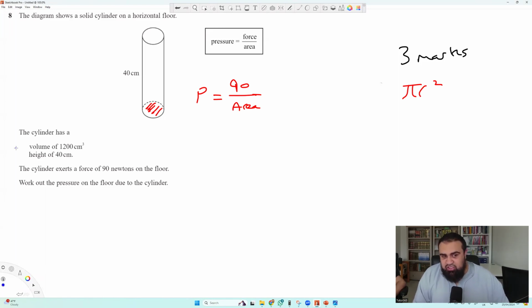Well, they've kind of given us a clue by giving us the volume. Remember, the volume of a cylinder is pi r squared times the height. Basically, you find out the area of the bottom circle, and you just have to find the space inside, you just times it by its height.